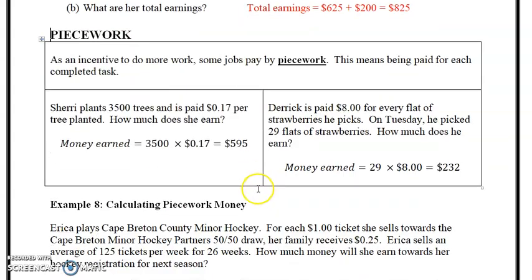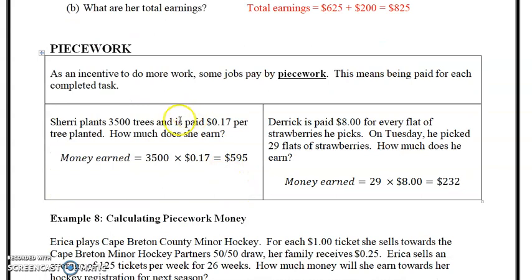And that's it. Look at piecework now. Piecework is an incentive to do more work. So some jobs pay by piecework. This means you're paid for each completed task. So the more you do, the more you get paid. Tree planting. It wasn't my favorite job. I lasted not very long, let's put it that way.